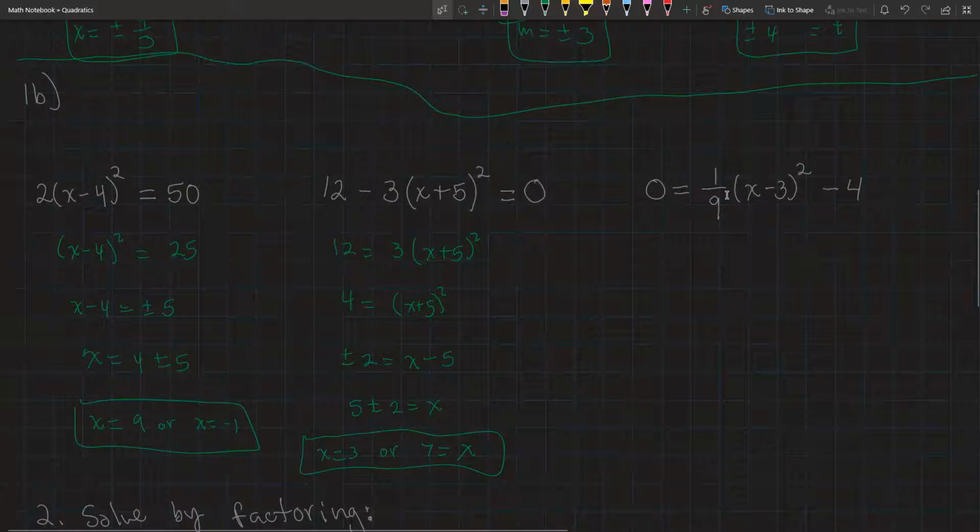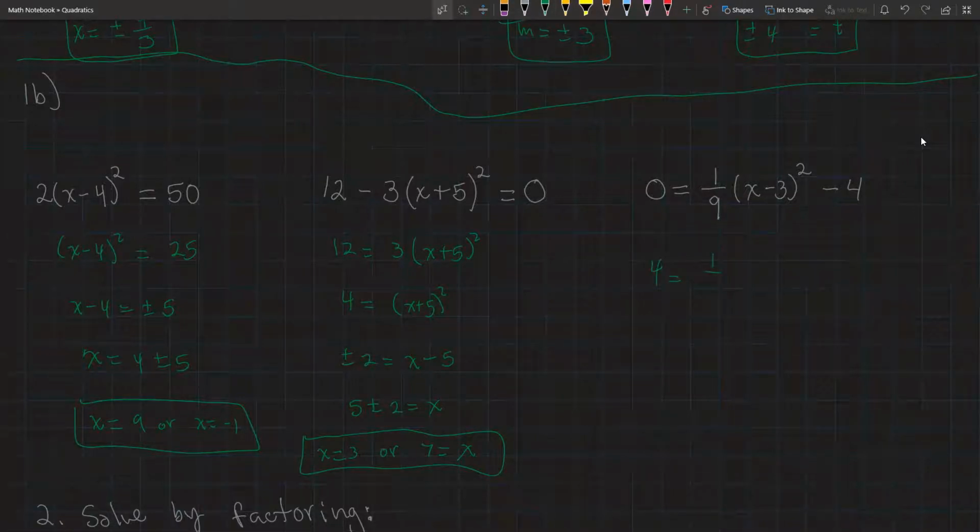How do we undo this 1 over 9? Even though we don't start here, we still start with this minus 4. So the a term is 1 over 9. Now it's less than 1. But let's still undo the minus 4. We're going to add 4 to both sides so that we get 4 equals 1 over 9 times something squared. The something is still x minus 3.